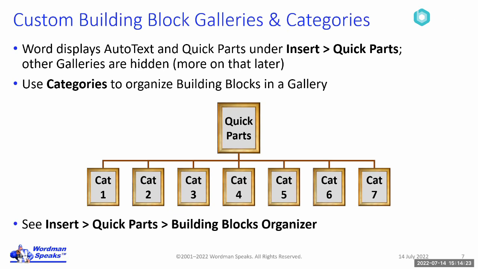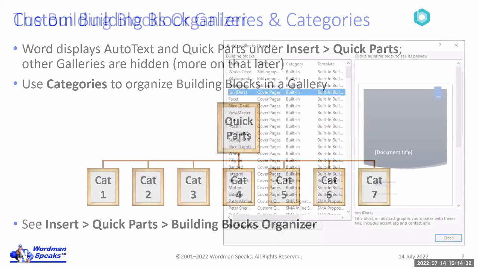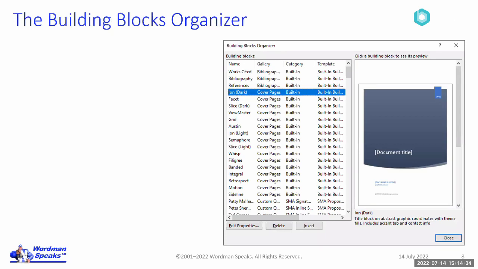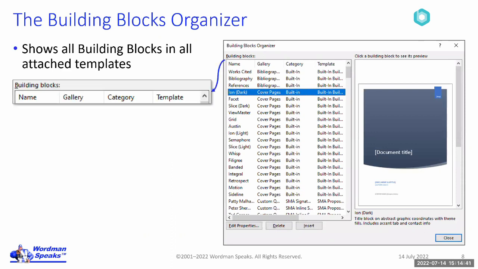Now we're going to have a look at the building blocks organizer. This is the one dialogue in Word that allows you to see all the building blocks you've got available. So here it is, the building blocks organizer. You just go to insert quick parts and you'll see it's at the bottom of the list. It shows all the building blocks in all of the templates that are attached to your document. So when we open up a Word document, it's attached. You can see all the built-in ones.